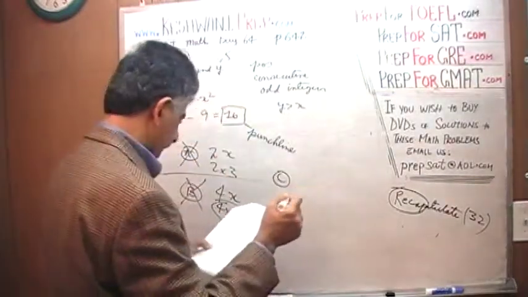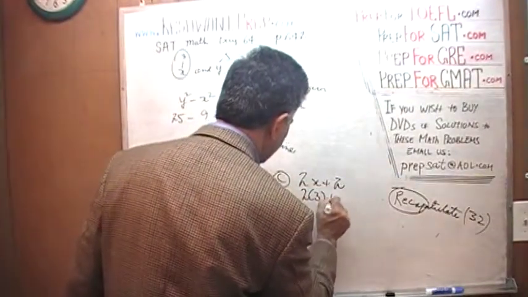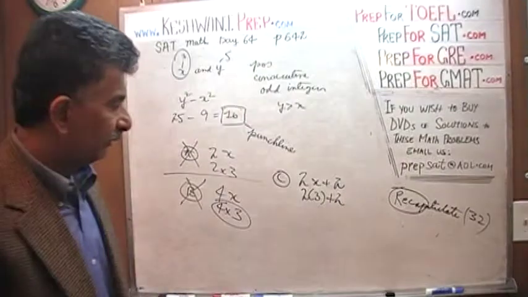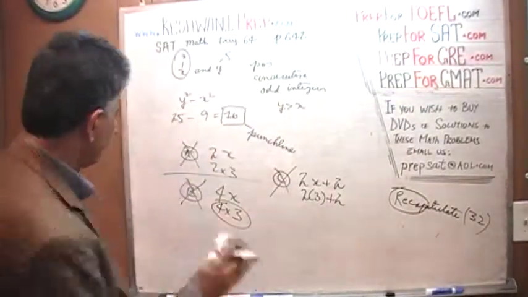Let's look at C. C says 2 times x plus 2. 2 times x is 3 plus 2. 2 times 3 is 6. 6 plus 2 is 8. We're looking for 16. C is not the answer. Let's keep on going.